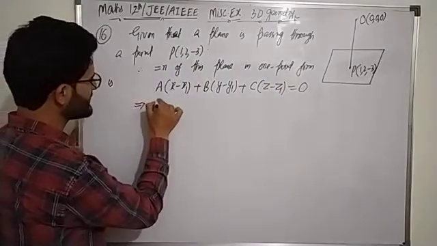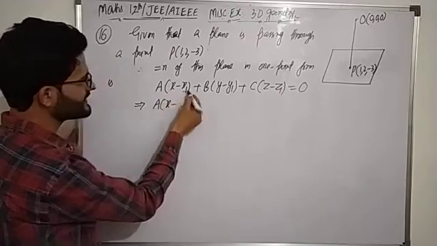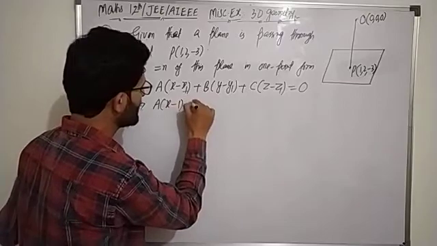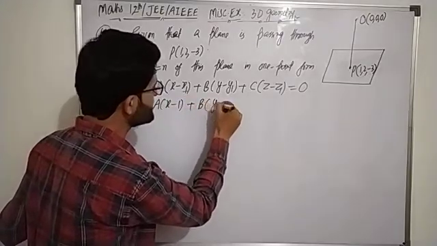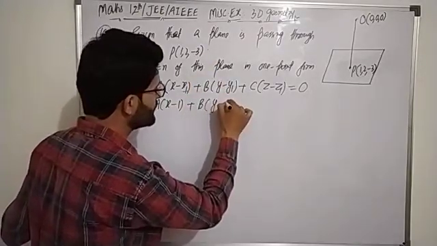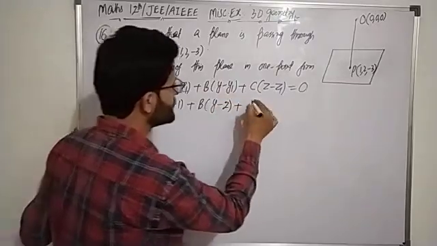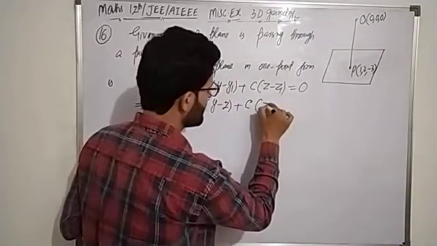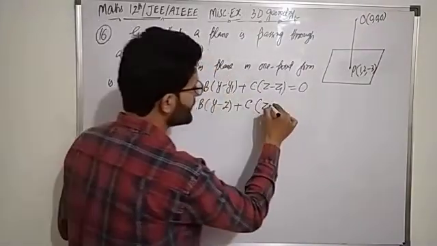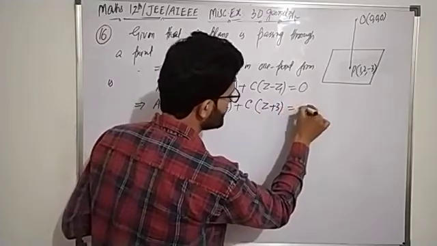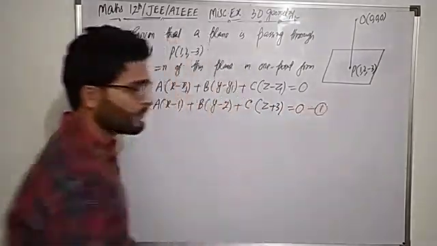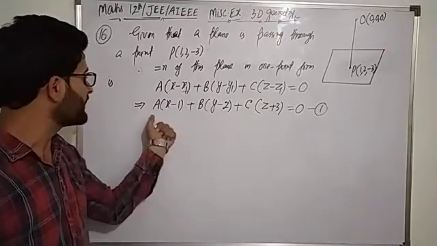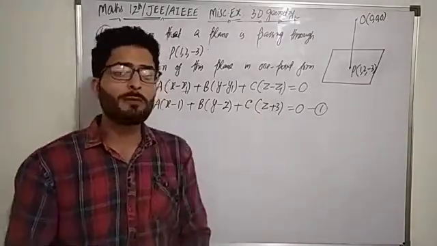Implies this can be written as a into x minus x1, x1 is the x coordinate of the point through which the plane passes, that is 1, plus b into y minus y1, y1 is the y coordinate, that is 2, plus c into z minus z1, that is z minus minus 3, so it will become z plus 3, and that's equal to 0. We are keeping that equation as equation number first. Now that is actually the equation of the required plane, but in that plane we need a, b and c. What are a, b and c?